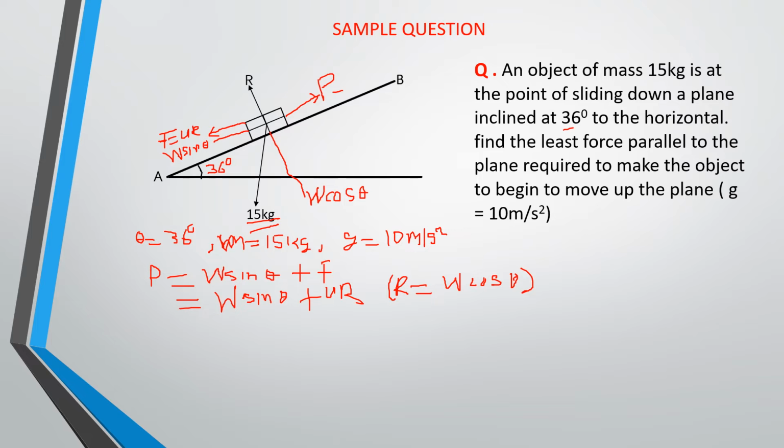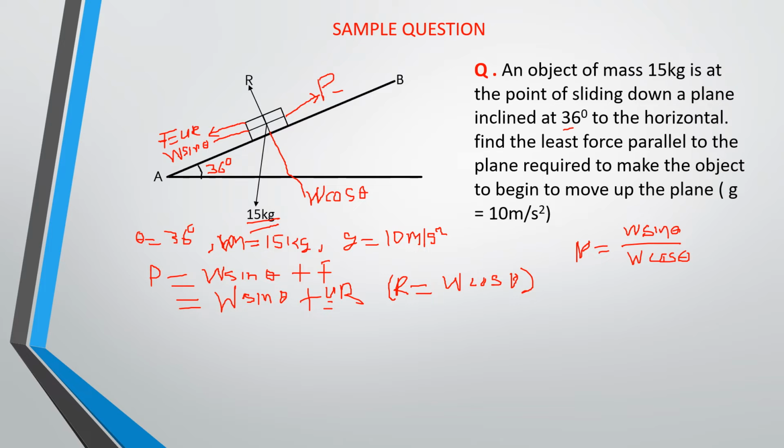Now, before you can solve this problem, you must first find this coefficient of friction, right? So the coefficient of friction, from our previous equation, we said that the coefficient of friction mu equals W sin theta all over W cos theta. That is your mu, the coefficient of friction. So just substitute the values into this equation.